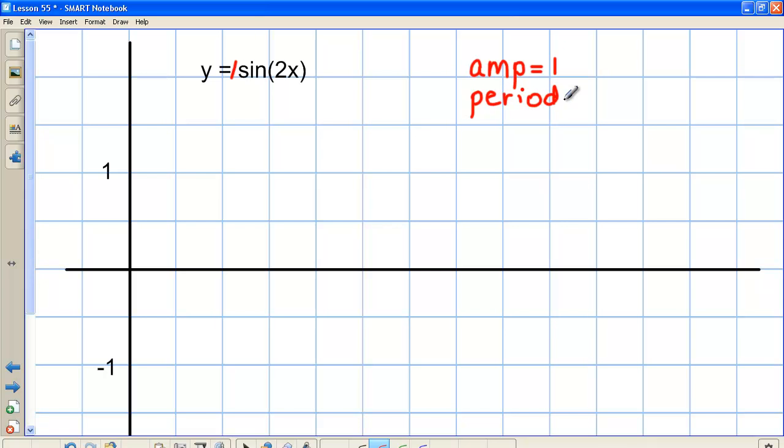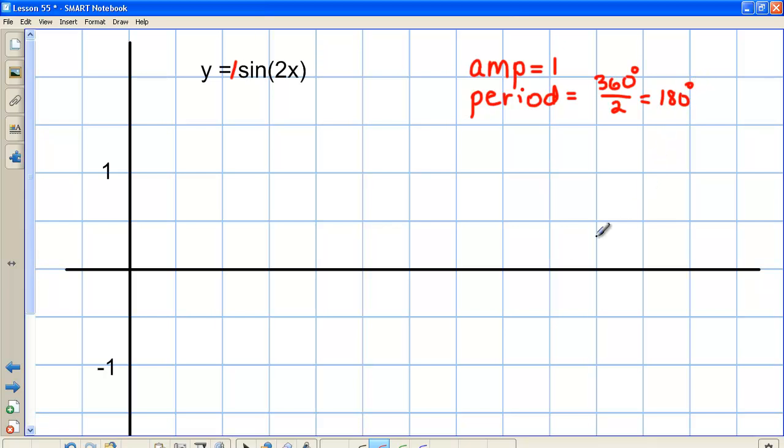If the normal period is 360, you will either multiply or divide whatever the inverse is for what's being done to the angle. So this is a multiplier, so multiplying the angle by 2 cuts the length of the period in half.